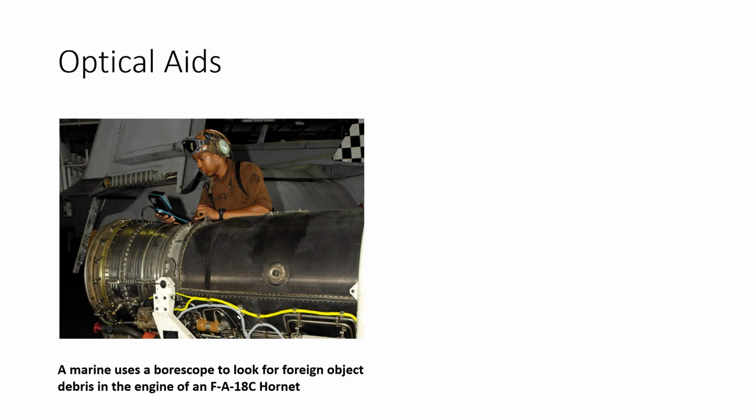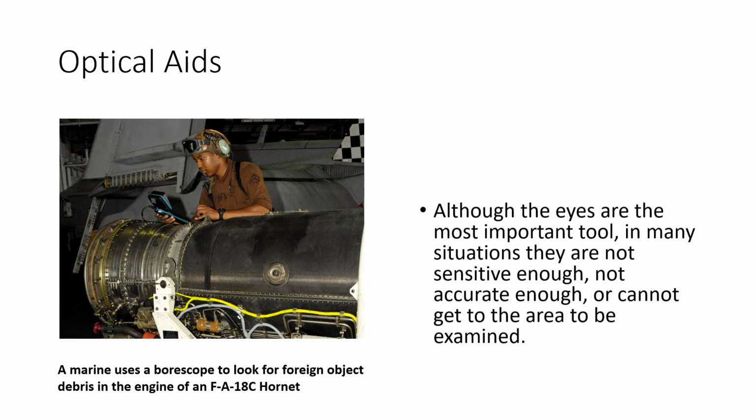Optical aids. In this situation, we've got a Marine working on a jet engine of an F-18. A lot of times they're going to look at turbine blades, look at the inside of the jet engine, look for debris, chunks, whatever. They're using visual inspection, but a human being can't get inside there. So they've got little cameras and borescopes and other devices that aid them in looking at places where they might not be able to see without using a mirror or some kind of optical aid.